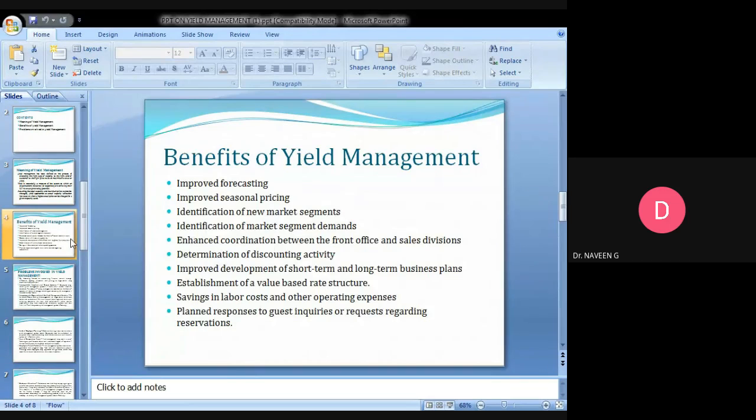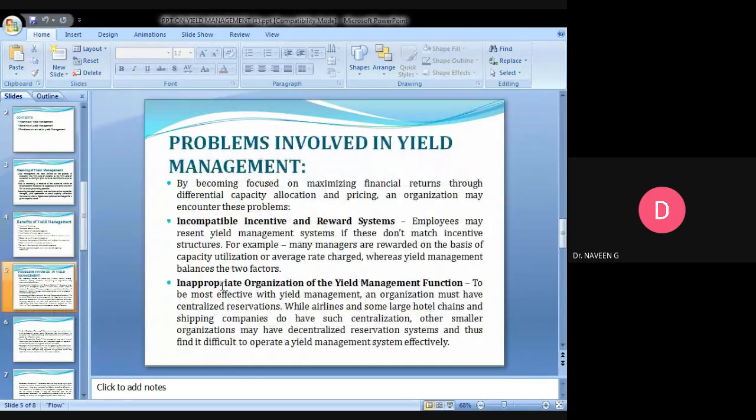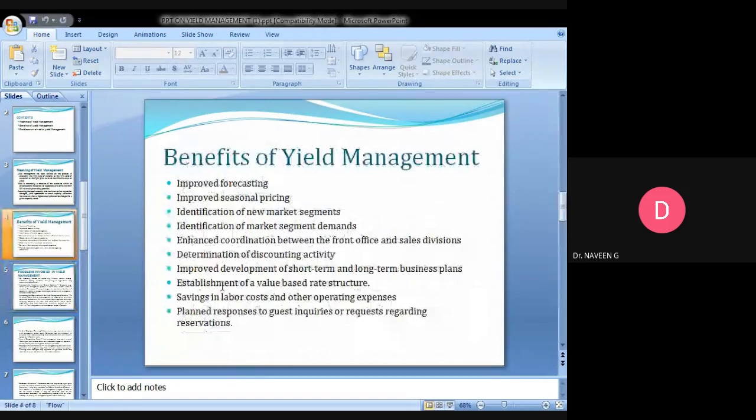And the next advantage is determination of discounting activity. Discounting activity is nothing but giving a price discount to a customer, whenever the demand is more. For example, at this moment in the winter season, in tourism business, especially in Jammu Kashmir, Shimla and all, almost all the hotels will be busy, and at that time they will offer some discounting activity. Or if you take the aeronautical business, like Indigo airlines, whenever the customers are more, they will offer some discount. In the discount pricing they will offer.